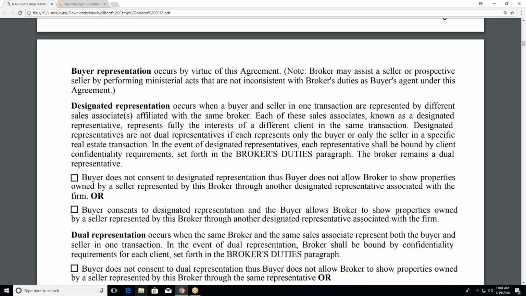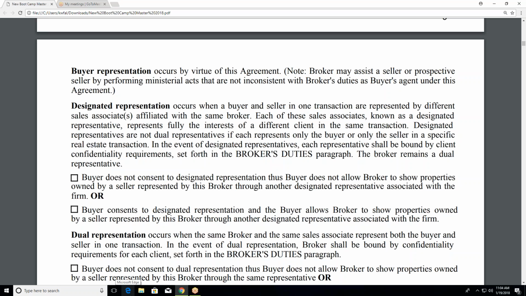Okay, so now, buyer does or does not consent to designated representation. Now, this is your buyer's choice, but the answer should always be yes. They consent. Because if Keller Williams Realty Falls Church has a listing and your client says they do not consent to designated representation, that means they cannot be shown any Keller Williams Realty Falls Church listing.